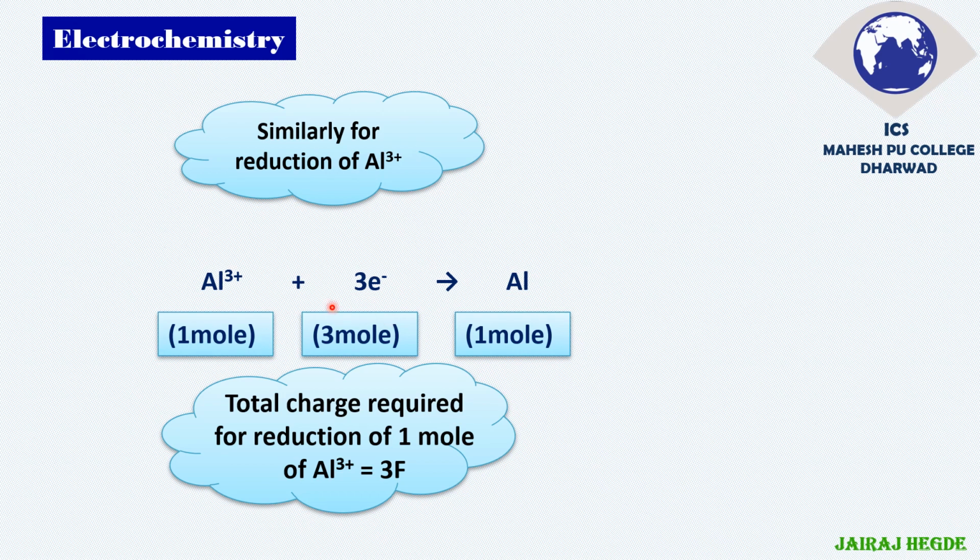The shortcut I have just now told: for 1 mole, 1 Faraday; 2 moles, 2 Faraday; 3 moles, 3 Faraday. So the total charge required for the reduction of 1 mole of Al3+ would be 3 Faraday.